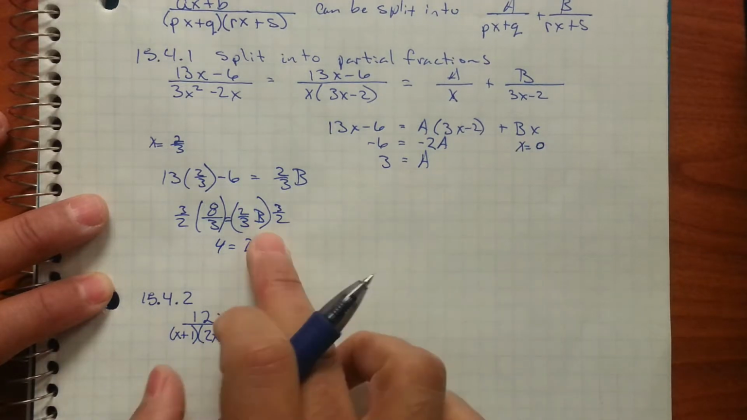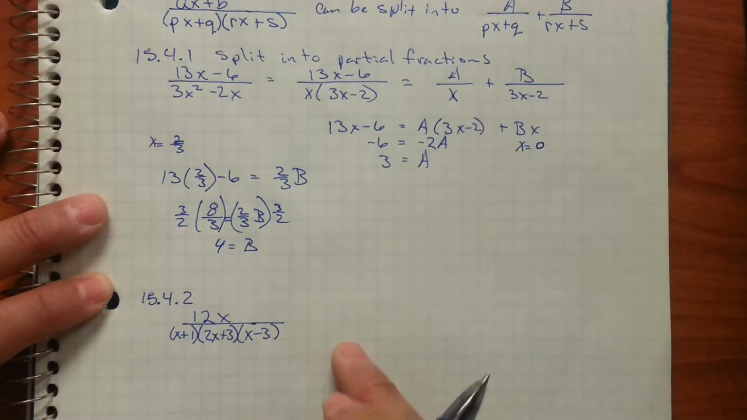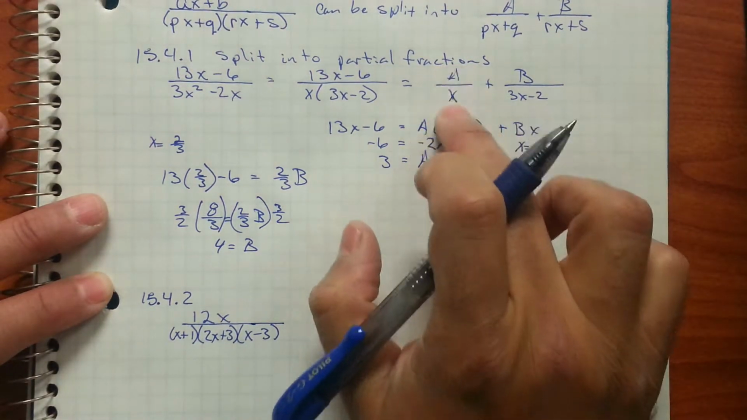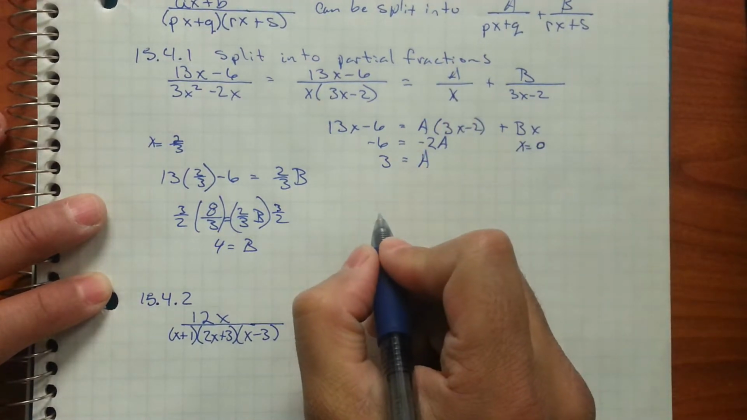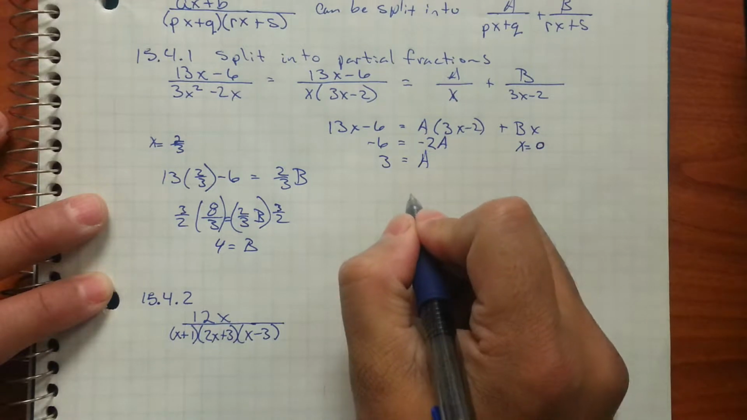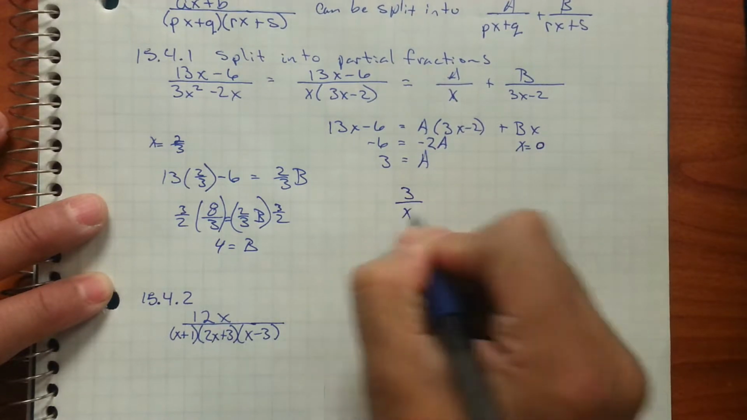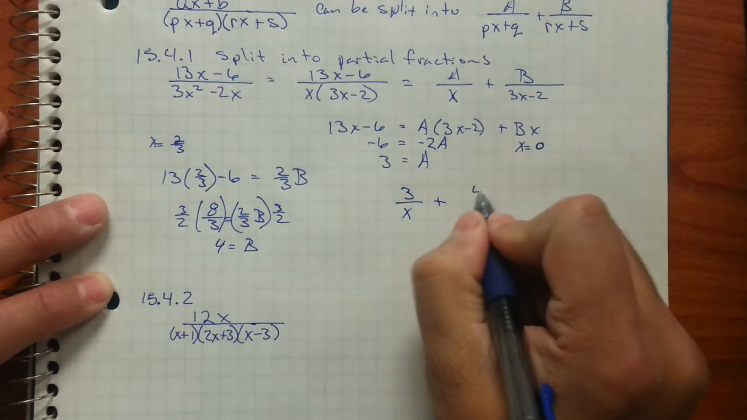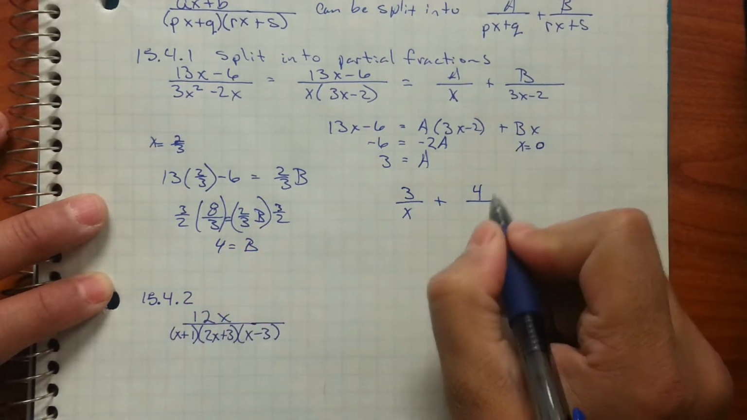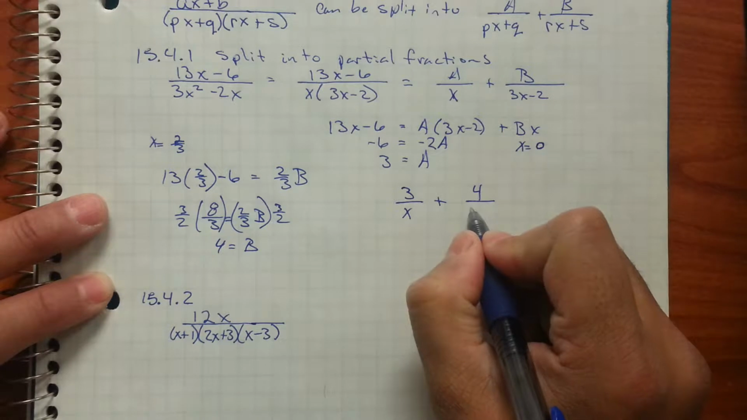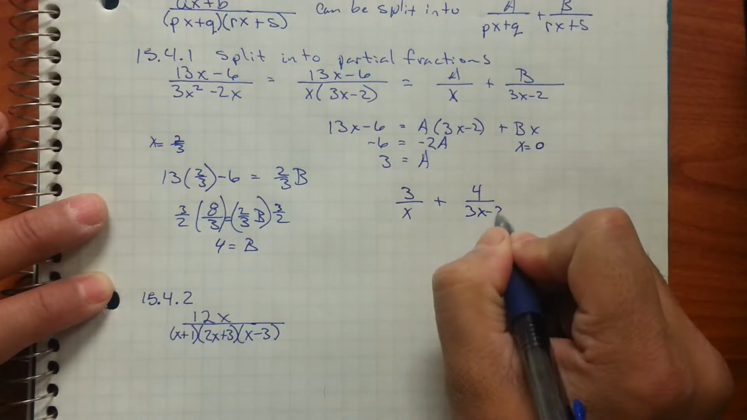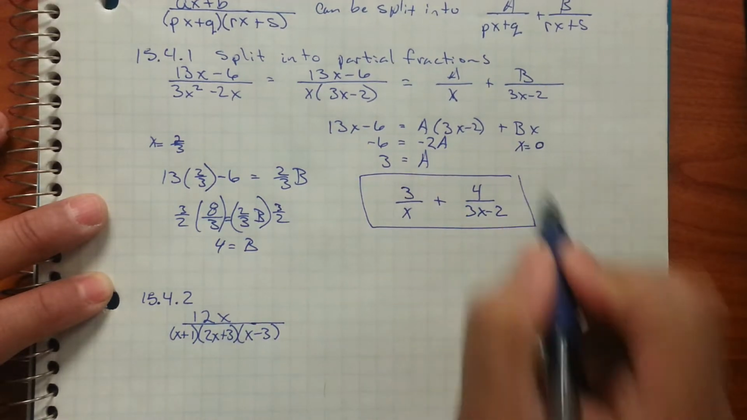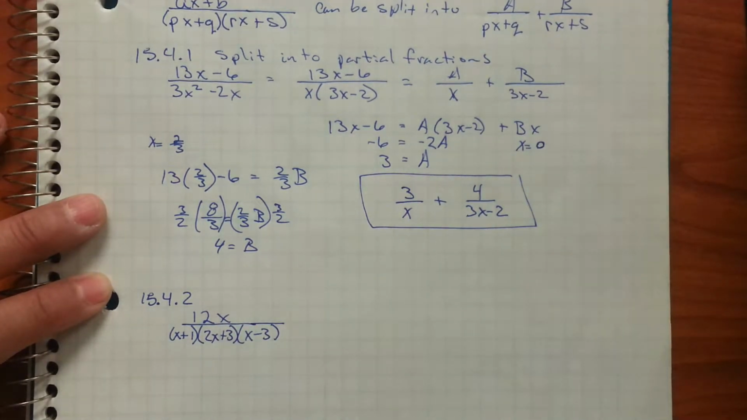So I have my A and I have my B. So my partial fraction is going to turn into A. So I'm going to plug it into this. A is going to be my 3 over x plus, it's the B, 4 over, and this one right here is going to be my 3x minus 2. So this is my partial fraction here. I broke up my two fractions.